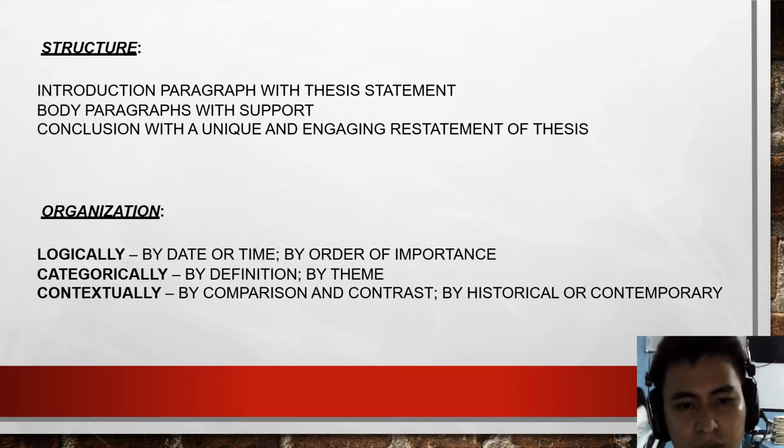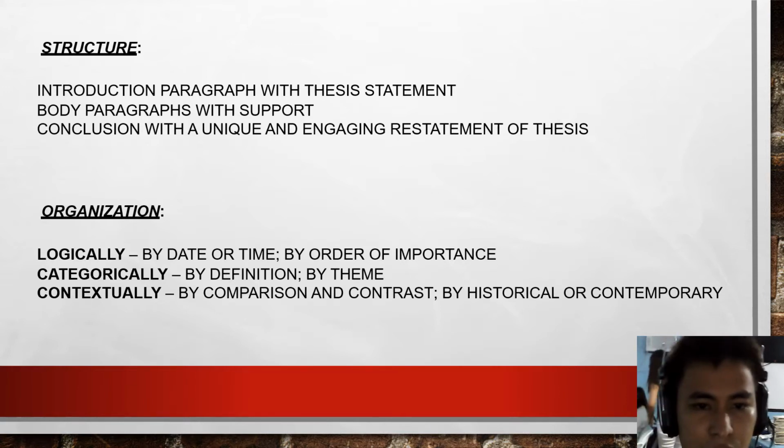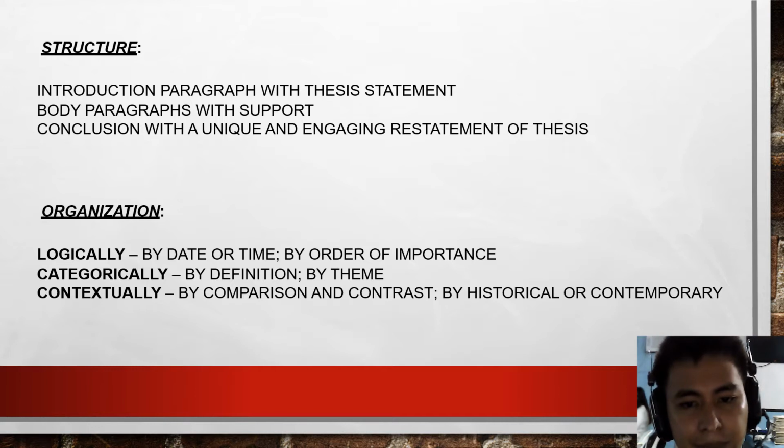Okay, let's proceed to organization. What is organization? To organize for a particular purpose. There are three types of organization. First, logically, by date or time, by order of importance. Categorically, by definition, by theme. Contextually, by comparison and contrast, by historical or contemporary.